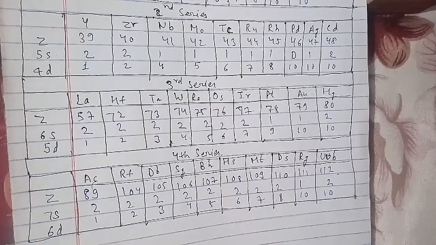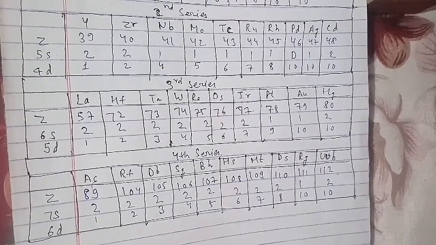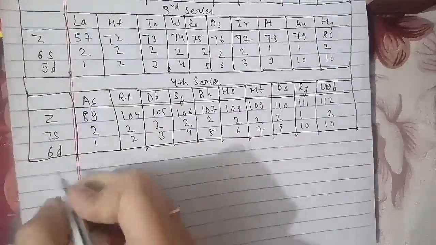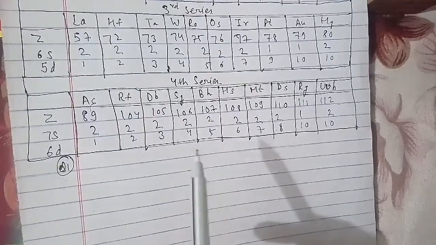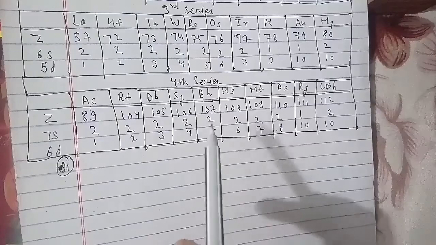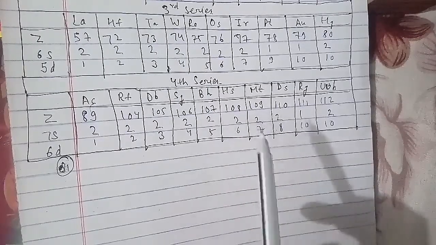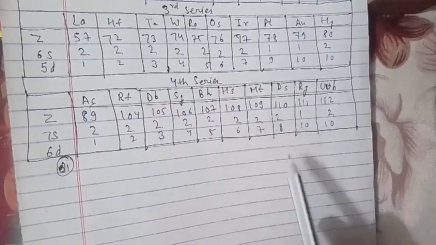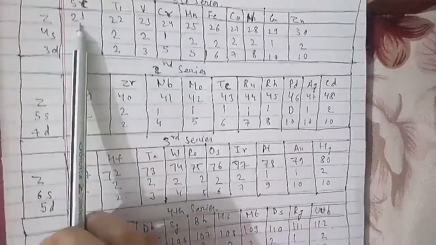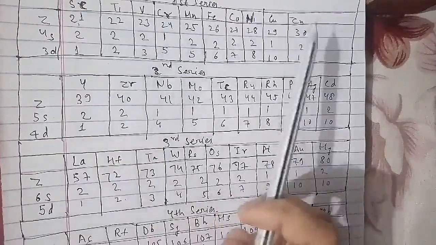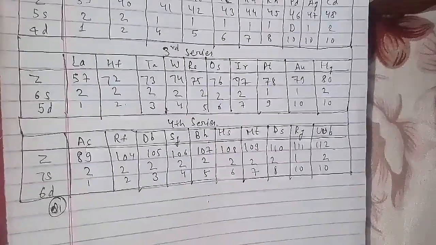On what ground can you say that scandium, Z equals 21, is a transition element, but zinc, Z equals 30, is not? That we have to talk about.